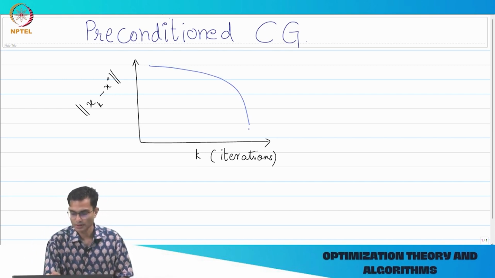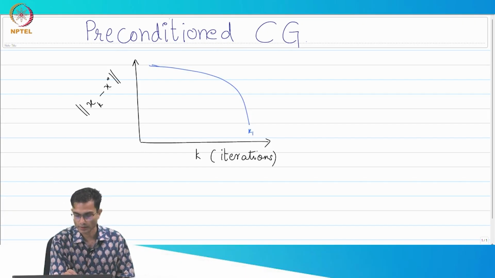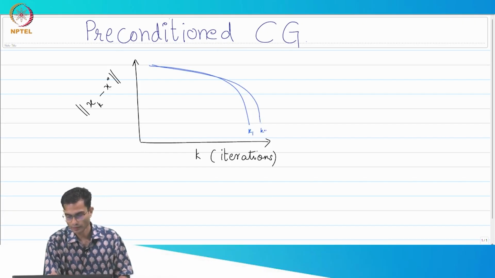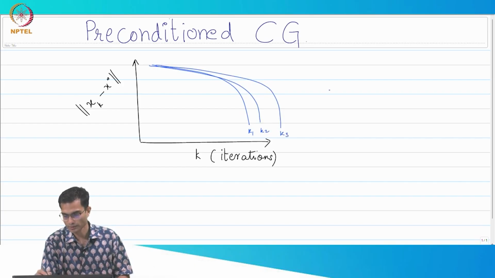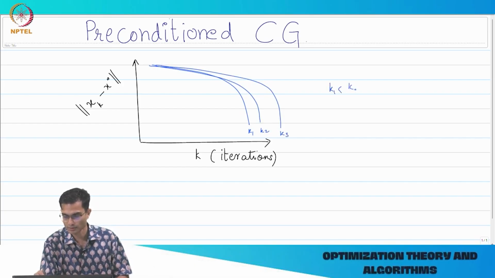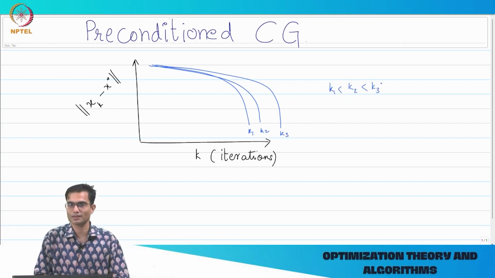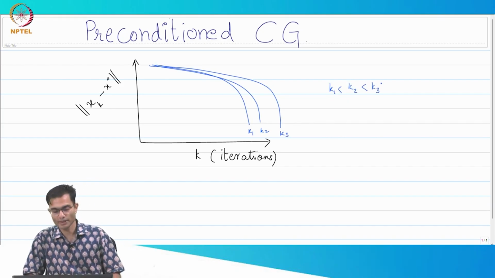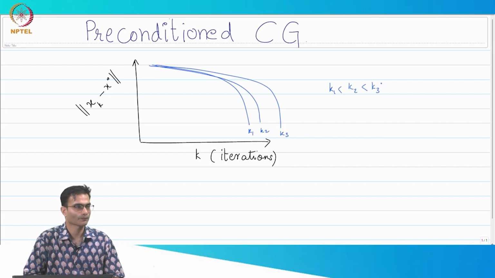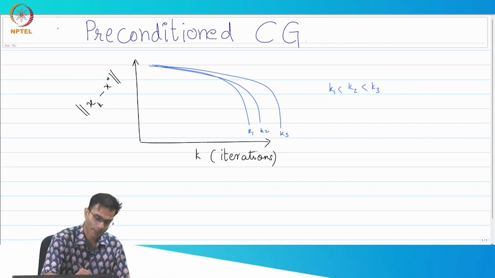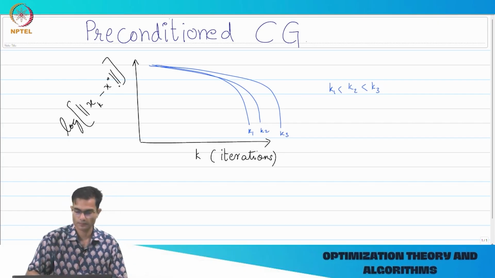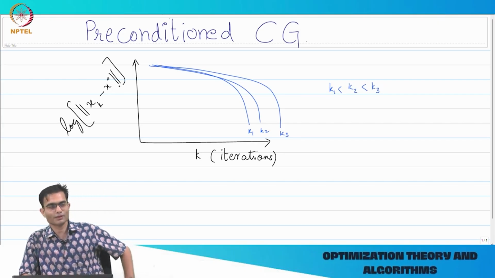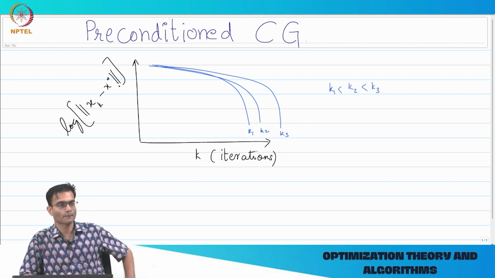What you will find is something like this. This is, let's say, kappa 1, and then you will have kappa 2, and then kappa 3. So kappa 1 is something like this. We don't need the exact details, but the behavior of the error is something like this, and this is actually in log. So what are the few observations that you make from here?